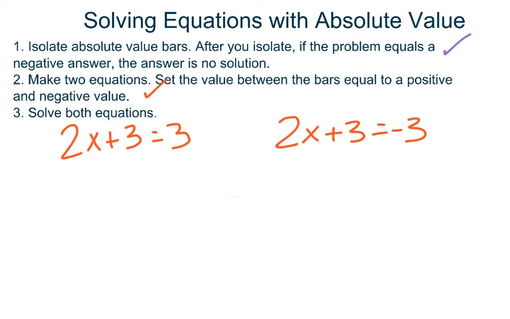So the first thing we want to get rid of is this plus 3. The way I get rid of a plus 3 is to subtract both sides by 3. Oh, that was embarrassing. That's a 0. I'm going to do the same thing with this side. I'm going to get rid of this plus 3 by subtracting.